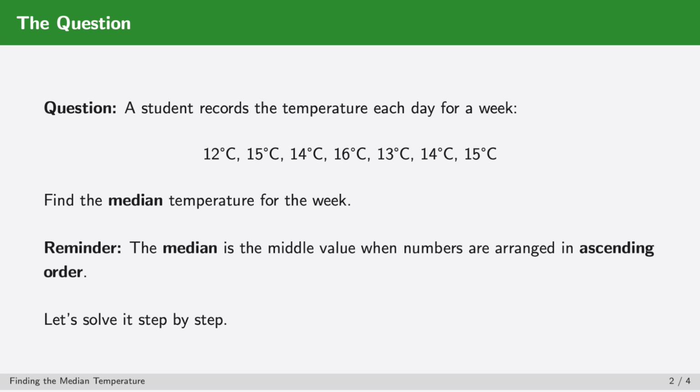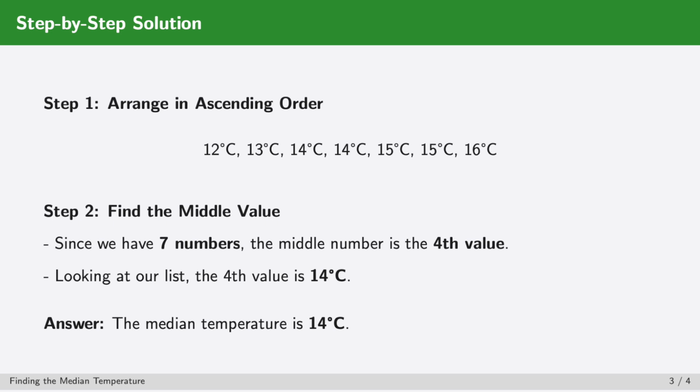Let's turn to the next slide. Now let's put these numbers in order from smallest to largest. That gives us 12, 13, 14, 14, 15, 15 and 16. Since there are 7 numbers in total, the middle one is the 4th number in the list. Counting through, we find that the 4th value is 14 degrees Celsius. So the median temperature for the week is 14 degrees Celsius.